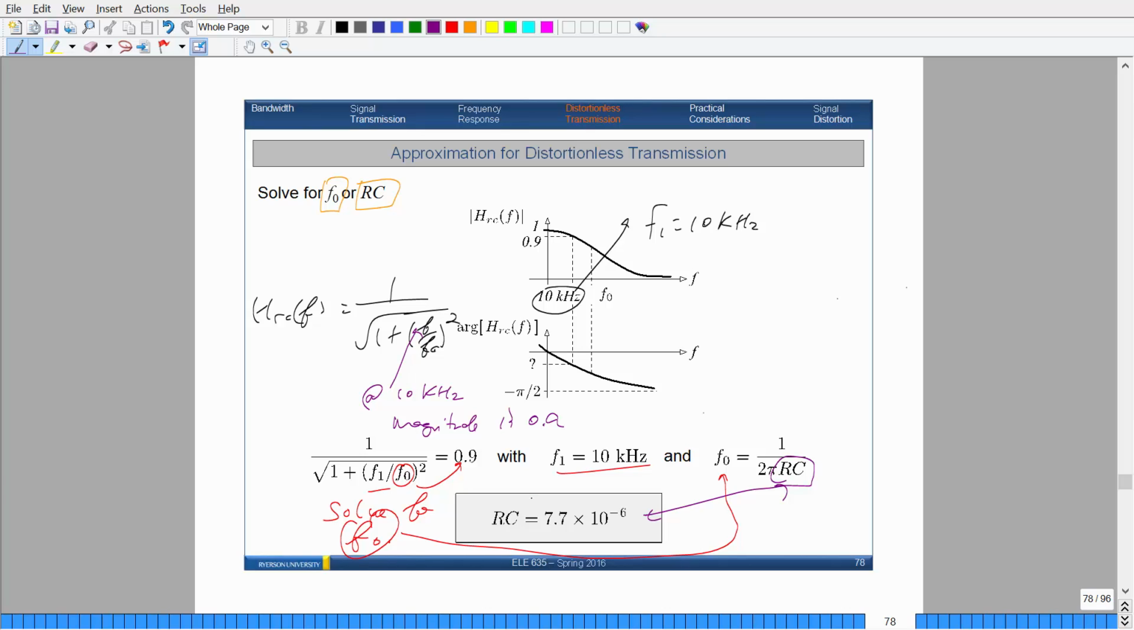Because you have a product of R and C, you can have multiple different values to satisfy this constraint. You can have a resistance that's very high and a capacitance that's very low, or you can have a very high capacitance, which is actually impractical, and a low resistance. So this is what we need in order to satisfy the 3 dB bandwidth, and also the fact that when you substitute in 10 kilohertz, you get a drop of 0.1, which is 0.9 in terms of magnitude.